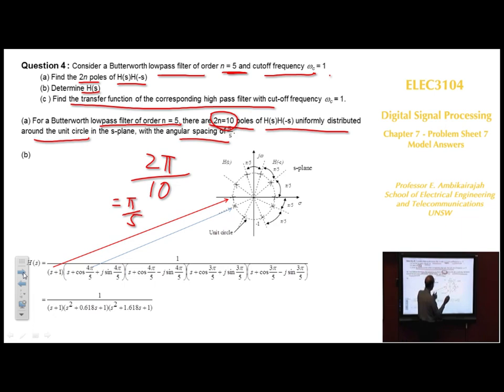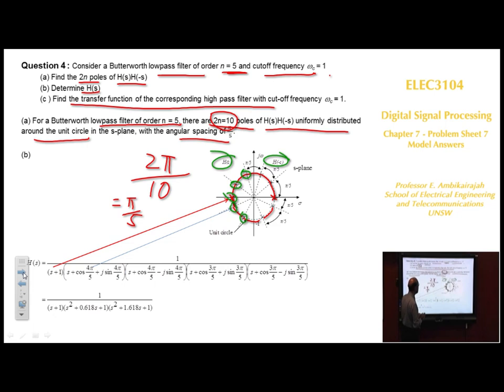So you start with this. Your first position is there, first pole, and then pi over 5, pi over 5, pi over 5, pi over 5, and so on. Now you only need to find H(s). This is H(-s), you can see that. All you need to read is the value corresponding to the complex one, that one, and that one. That's all you need to write your transfer function.